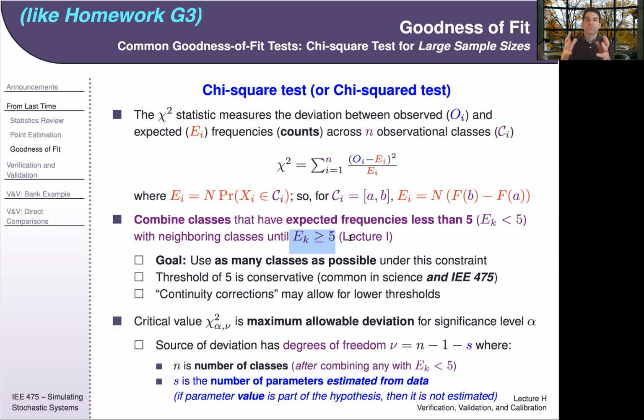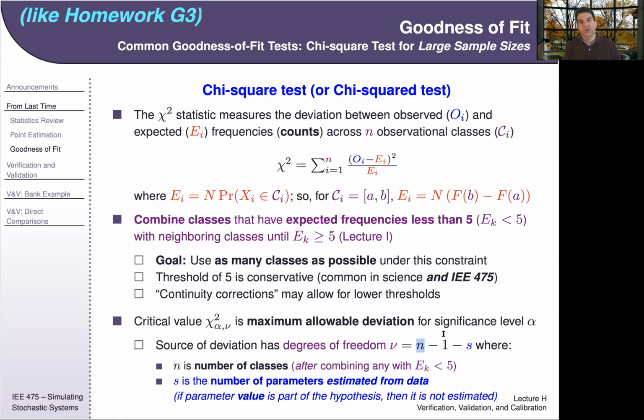So you get a larger bin that will hopefully then have at least 5 expected counts in it. Not observed counts. I don't care how many observed counts are in the bin, but the expected counts, that has to be 5 or more. And then the only other thing to look out for, and this is a slight deviation from before the midterm, is the degrees of freedom. Before the midterm, it was just the number of bins minus 1.